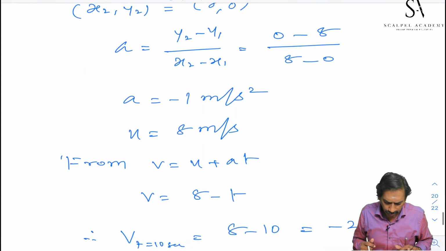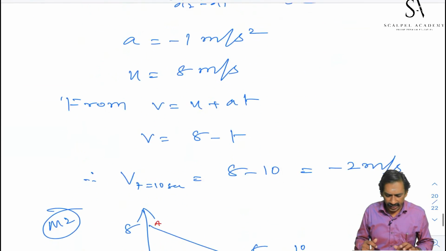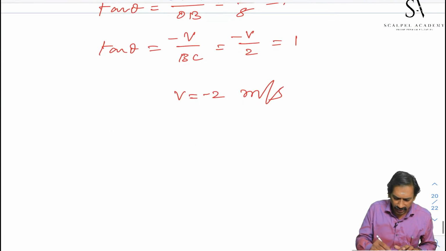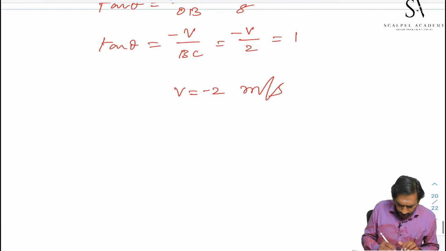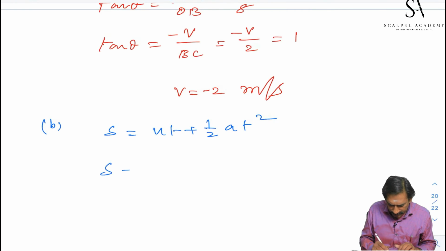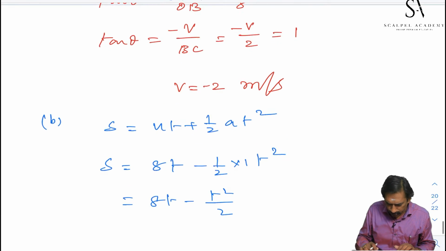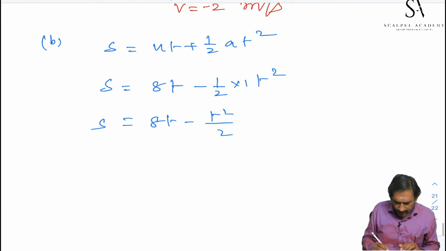What is the next problem? Draw an ST graph. Okay, let us get the equation of displacement. S is equal to ut plus half at square. So, S is equal to u, initial velocity, 8t minus half into 1 into t square, 8t minus t square by 2. It is an equation of parabola.